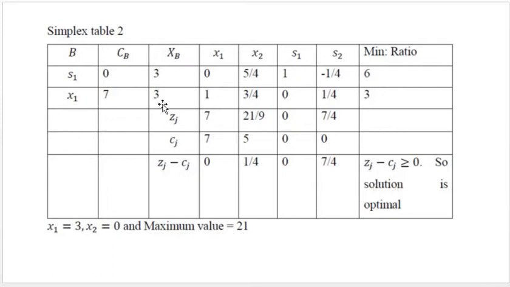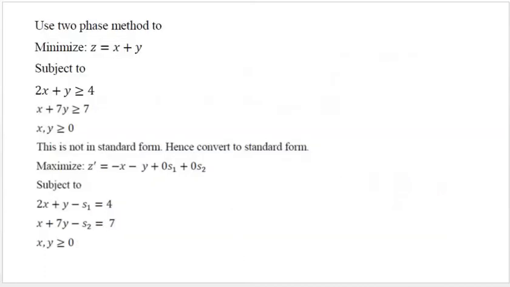So the solution is optimal, and we get the solution x1 equal to 3, and x2 is not present in the basic variable column. So x2 equal to 0, and the maximum value equal to 21, which is obtained by substituting x1 equal to 3 and x2 equal to 0 in the given objective function.